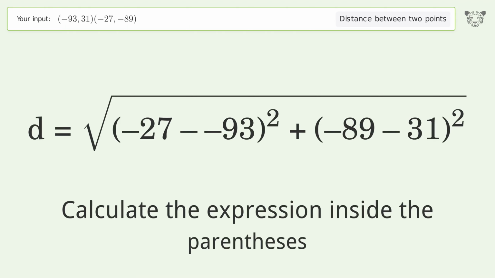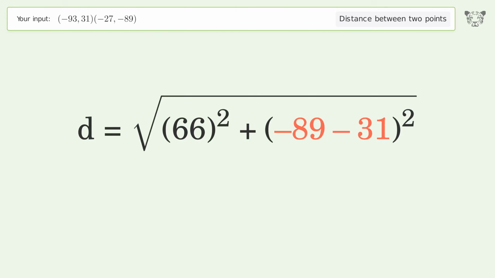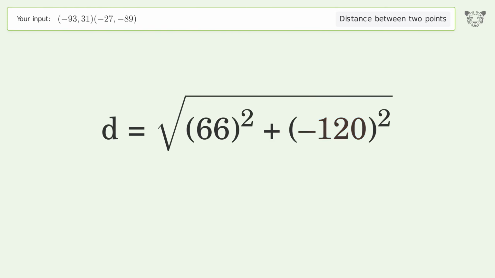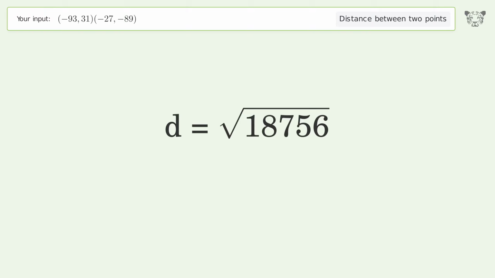Calculate the expression inside the parentheses. Simplify numbers raised to exponents. Simplify the arithmetic. And so the distance between the 2 points is the square root of 18,756, or 136.953.